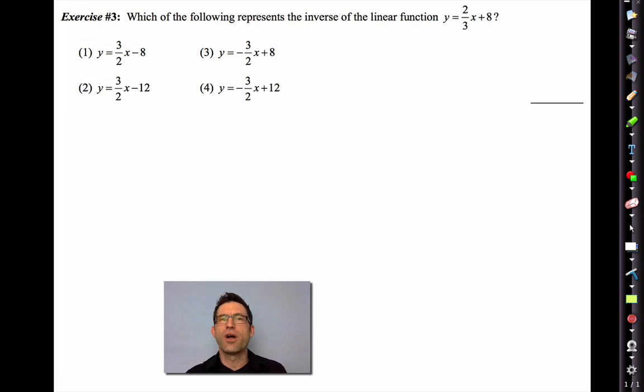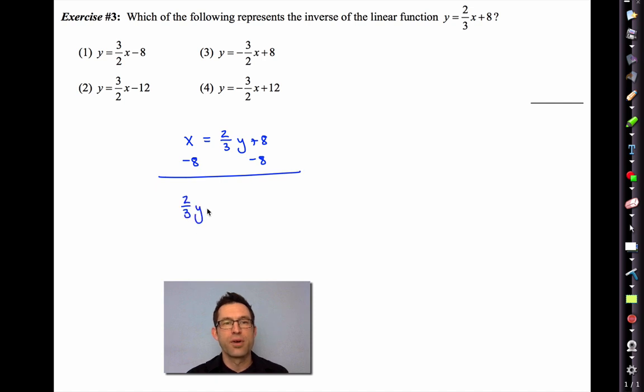Exercise 3. Which of the following represents the inverse of this linear function? So we are talking about almost exactly the same problem, but with the numbers changed. So why don't you go ahead and challenge this one? All right, this one's a little bit harder because the slope of 2/3 is not nearly as nice. But watch as we go through exactly the same process. We're going to say x is equal to 2/3 y plus 8. So first things first, we switch x and y. Then we're going to solve for y.